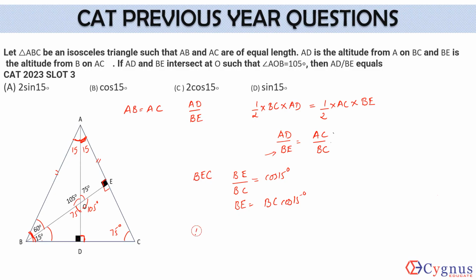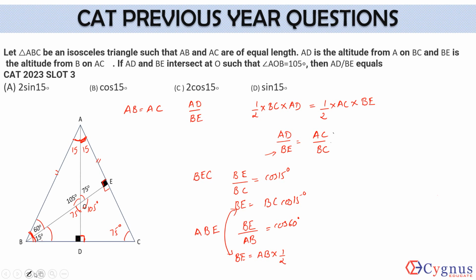Let's take one more triangle. The remaining half, ABE. In triangle ABE, can I say BE by AB can be used here. BE by AB. How much? Cos 60? I can say cos 60. So what's the value of BE from here? BE will become AB cos 60. And what is cos 60? It's half.